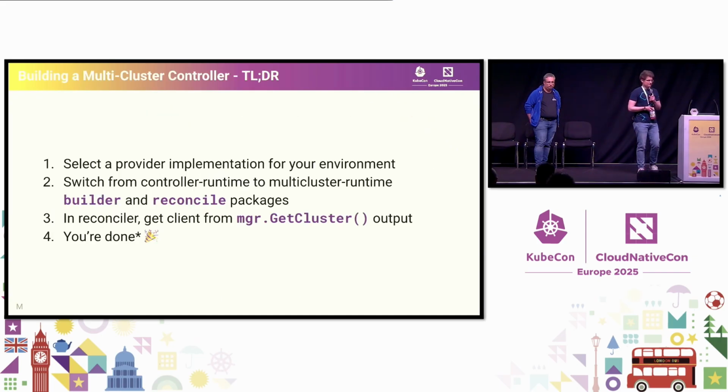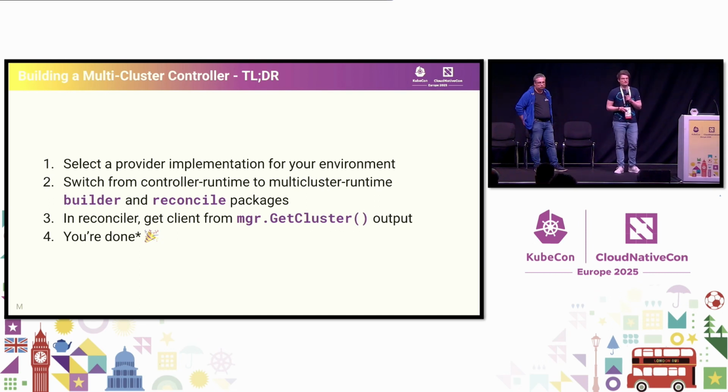The too long didn't listen is: select a provider, kind provider, KCP provider, cluster API provider, switch to the multi-cluster runtime builder and reconcile packages, and dynamically fetch your cluster object, which includes the client, from the manager, and then ideally you're already done. You have a multi-cluster controller. Ta-da.